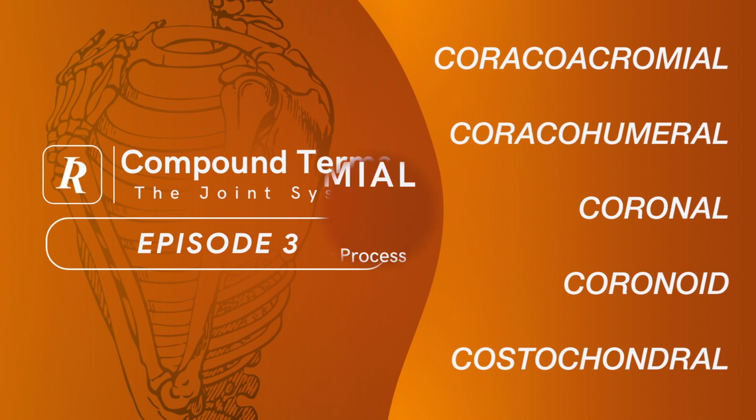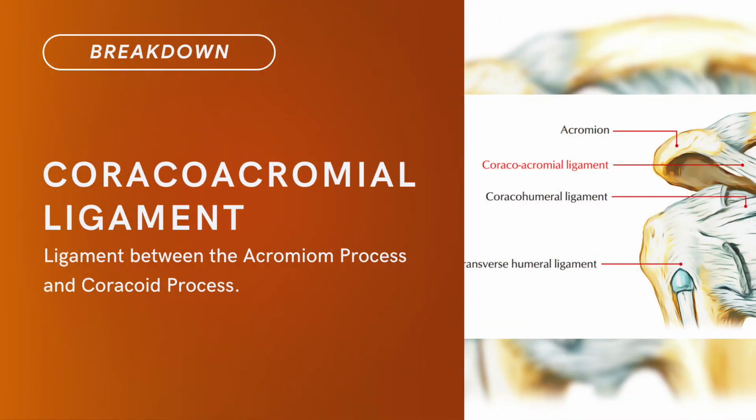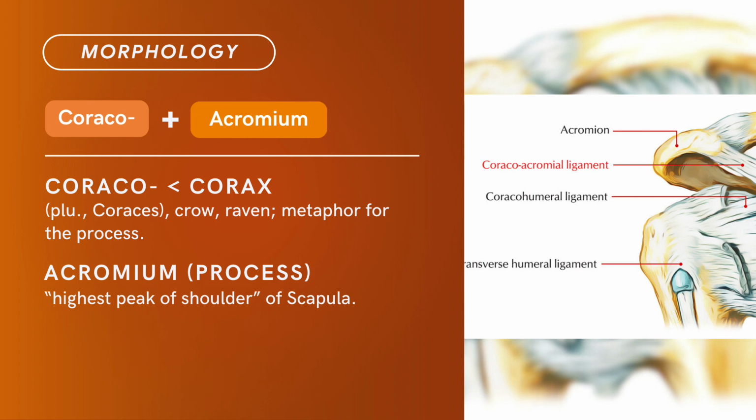Joint system. Compound term, coracoacromial ligament. Brief definition: ligament between the acromion process and the coracoid process. Term morphology: compound of coraco plus acromion. Coracoid is derived from corax, the crow or raven. The beak of this bird became a metaphor for the coracoid process. The acromion process is the highest peak of the shoulder of the scapula. There you have it, coracoacromial ligament.